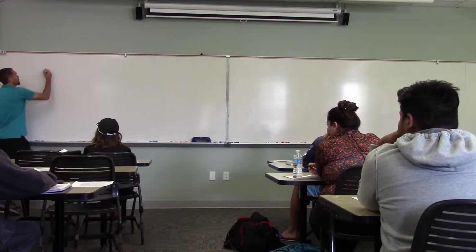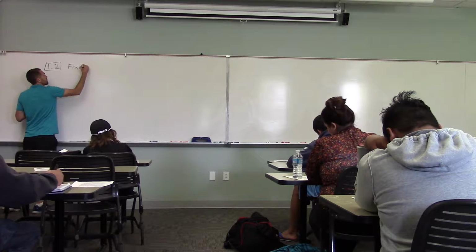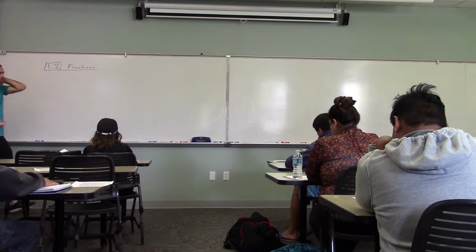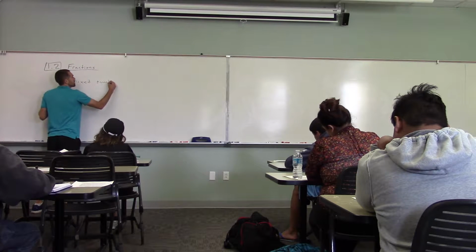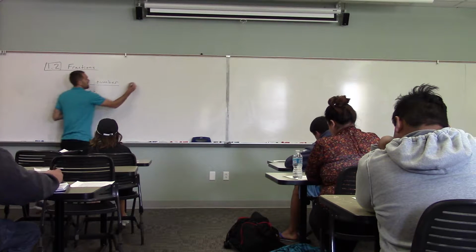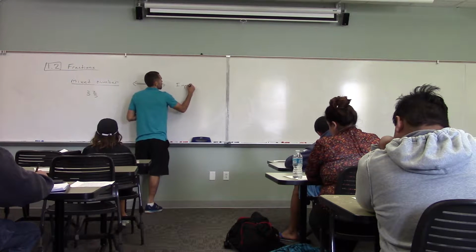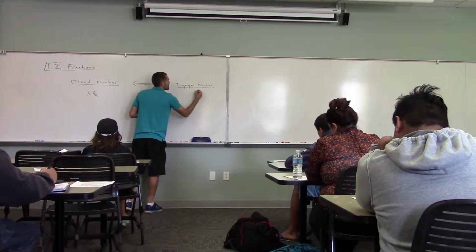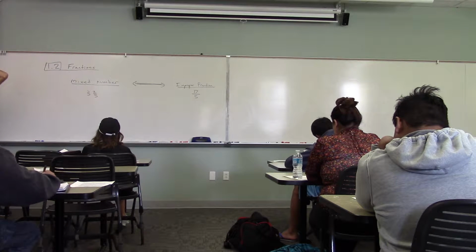So 1.2 is fractions. There's a couple of key pieces of advice I'll give you for each operation. But first and foremost, we need to talk about mixed numbers versus improper fractions. So a mixed number looks like this, 3 2/5, and this is exactly equivalent to the improper fraction 17/5. Each has their own uses, okay?